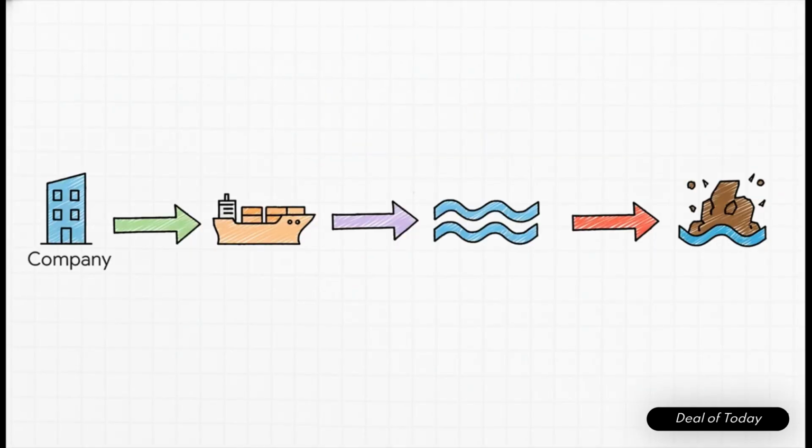GraphRAG, though, it played a completely different game. It didn't just look for similar words, it followed the chain of relationships it had already mapped out. It saw that Example Corp was connected to its shipping partner, which was connected to a specific shipping route, which was connected to the blockage. It literally connected the dots.